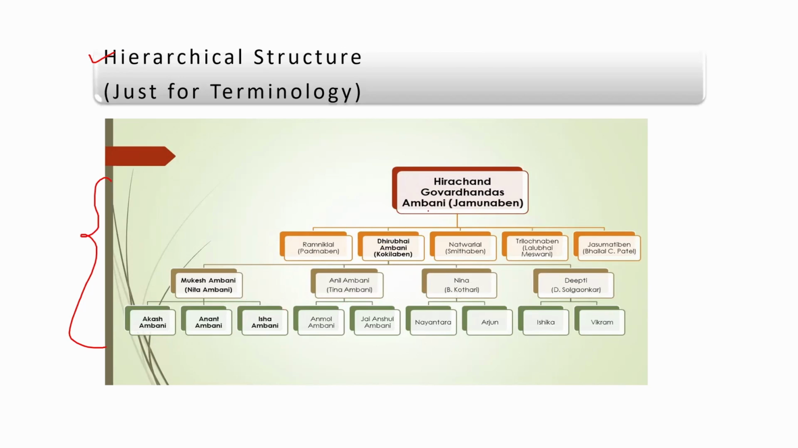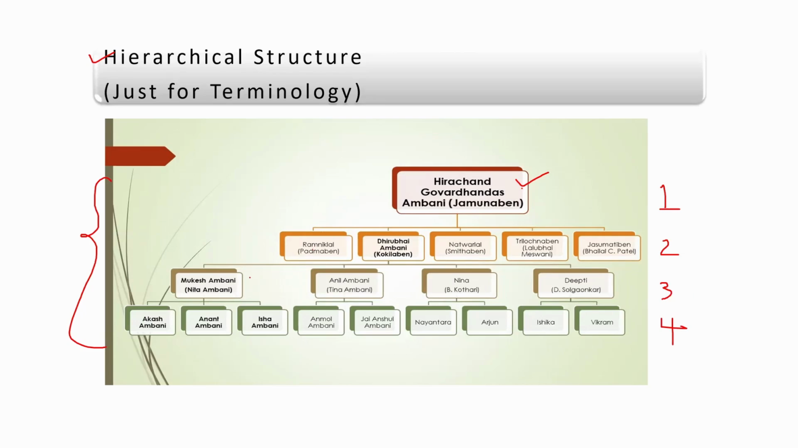Okay, which is at the top of this structure? Of course, Hirachand Govardhan Das Ambani, right? At the top. So can you see the parent-child relationship? How many levels are there in this structure? Four. Okay, we have one, two. This is one level and four levels. Four generations. Every generation is one level.